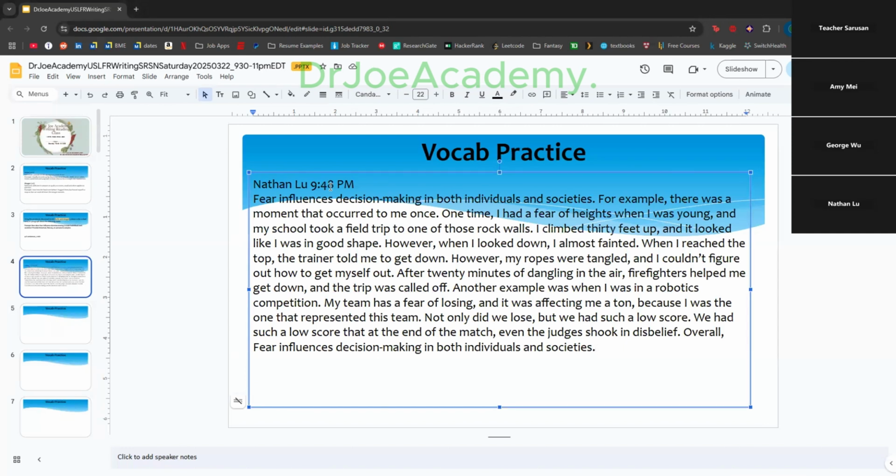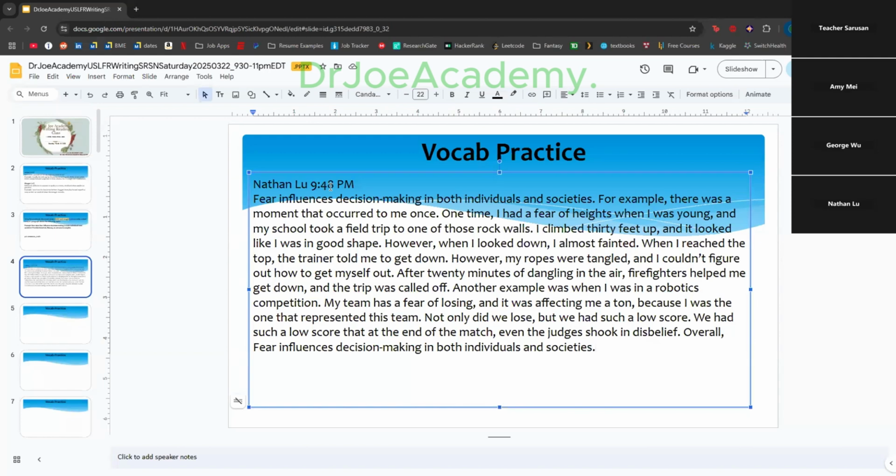Fear influences decision making in both individuals and societies. For example, there was a moment that occurred to me. One time I had a fear of heights when I was young, and my school took us on a field trip to one of those rock walls. I climbed 30 feet up, and it looked like I was in good shape. However, when I looked down, I almost fainted. When I reached the top, the trainer told me to get down. However, my ropes were tangled, and I couldn't figure out how to get myself out. After 20 minutes of dangling in the air, firefighters helped me get down and the trip was called off.